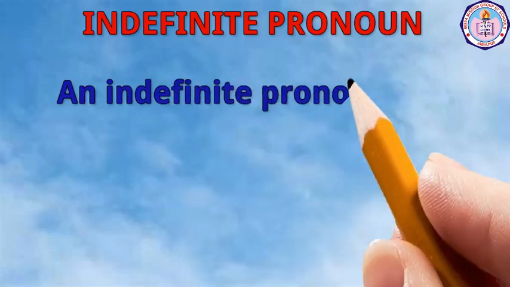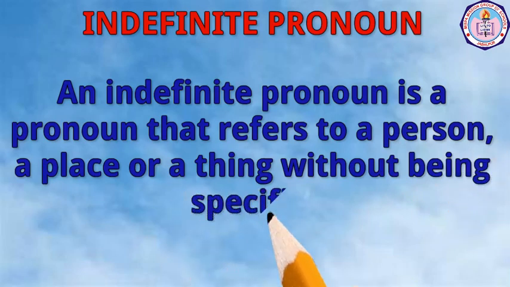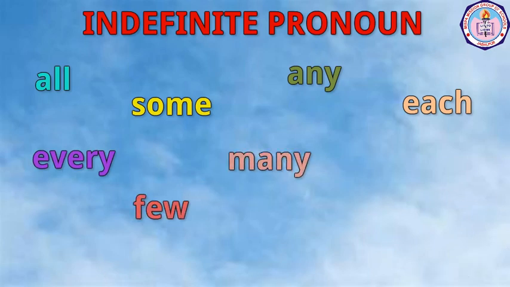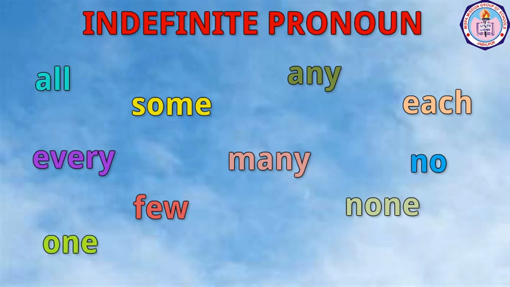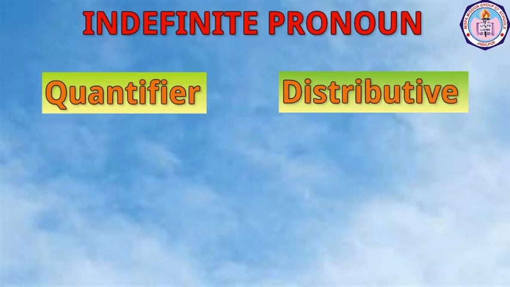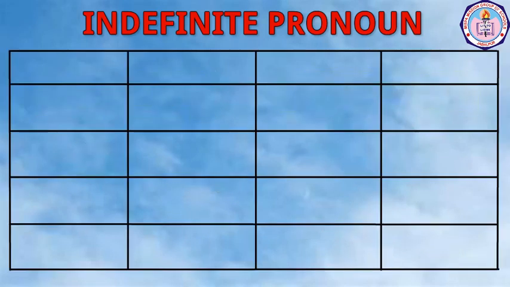An indefinite pronoun is a pronoun that refers to a person, a place, or a thing without being specific. The most common ones are all, some, any, each, every, few, many, no, none, one, several, etc. In English, there is a particular group of indefinite pronouns formed with a quantifier or distributive preceded by any, some, every, and no. Let us understand them with the help of the following chart.